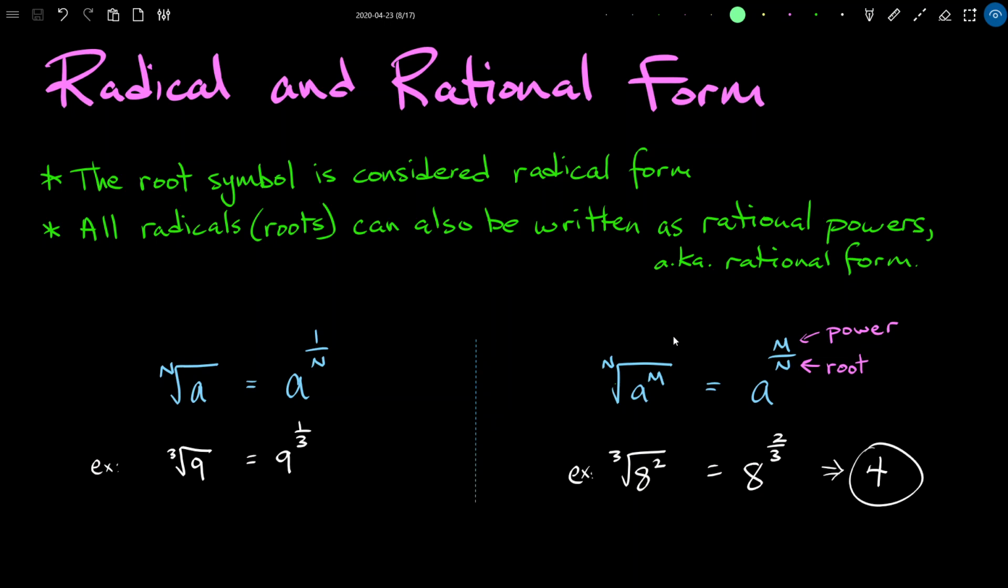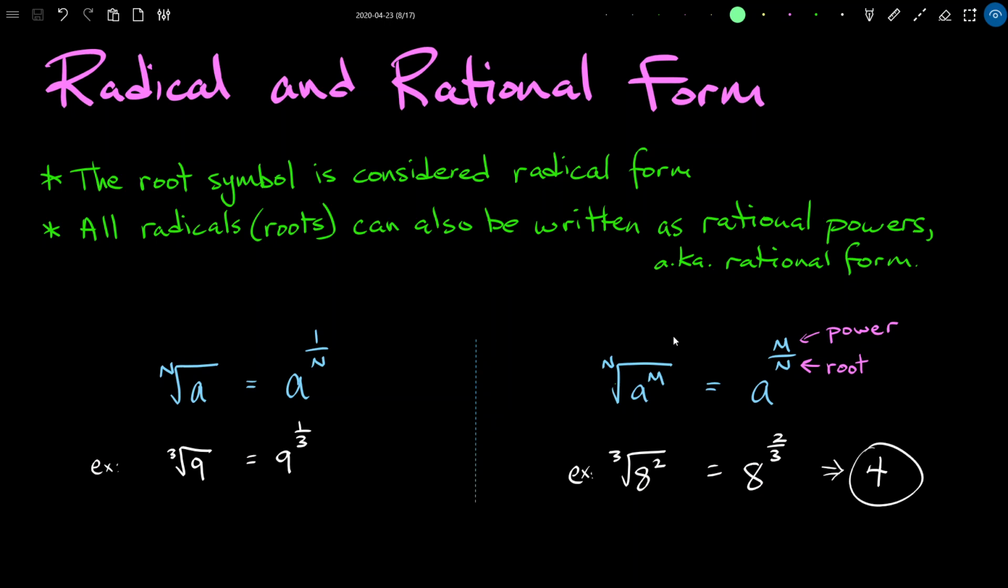The example below here is the cube root of 8 squared. That would give me 8 to the 2/3 power, the 3 being the root, the 2 being the power. This one can be simplified. The cube root of 8 is 2, squared would be 4.